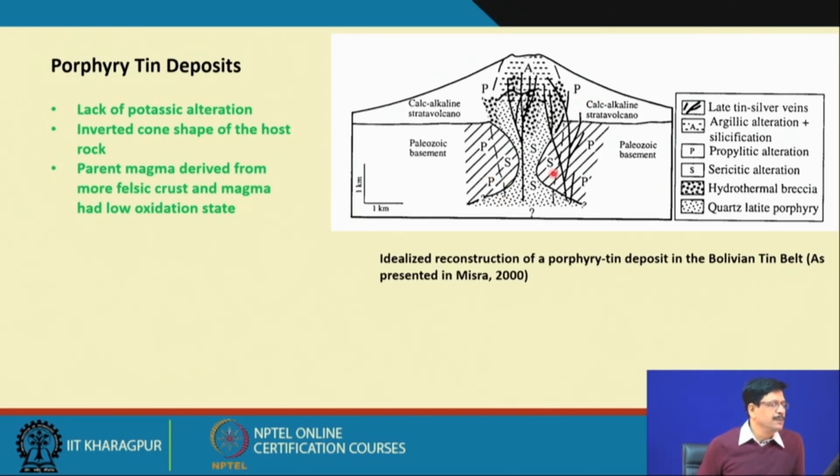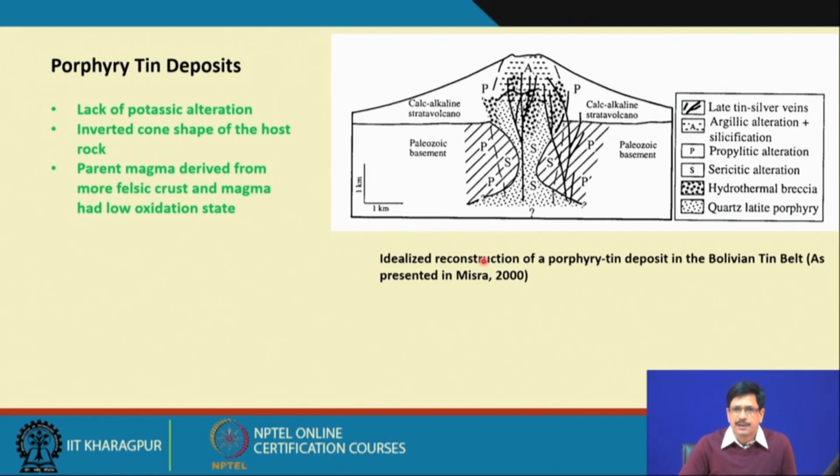The only difference is that the way we saw the stock in the case of the porphyry copper deposits, which is more cylindrical and is emplaced in the form of a porphyritic stock with a small plug-like body, maximum occurring within about 1 square kilometer or so. In the porphyry tin deposit, the magmatic body is characteristically an inverted cone shaped body, and the potassic alteration zone is generally missing from these porphyry tin deposits.